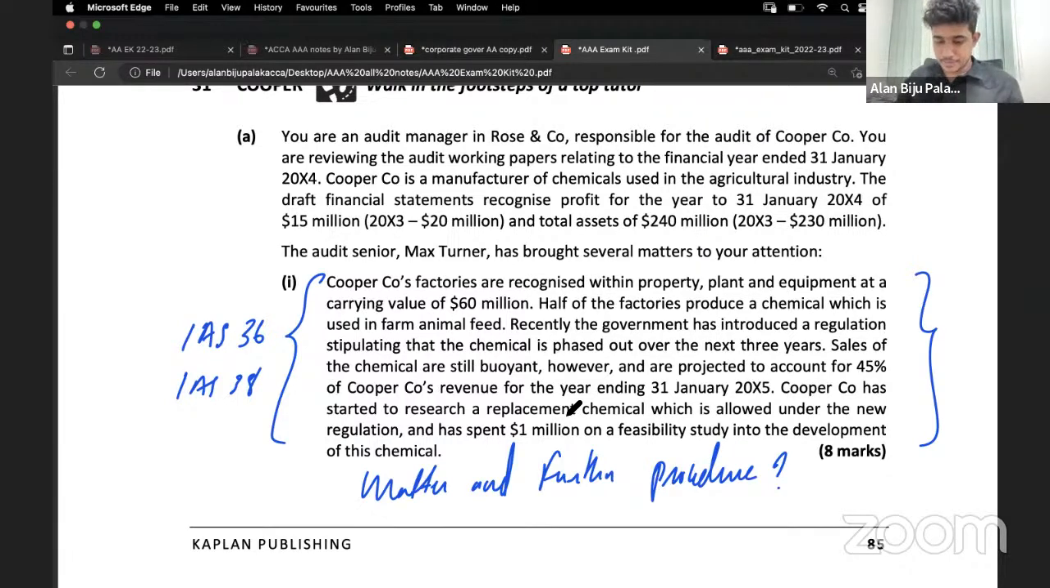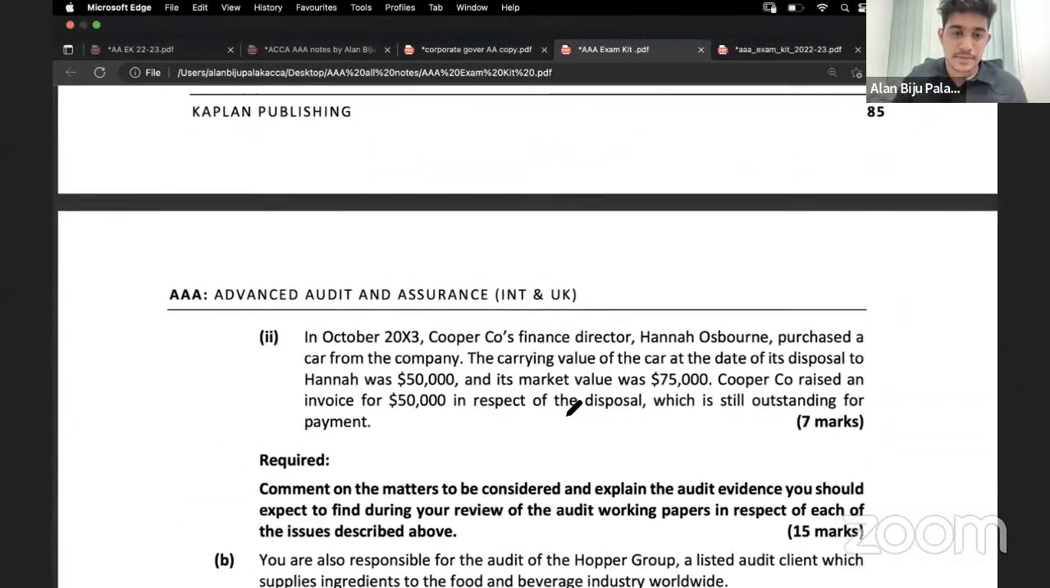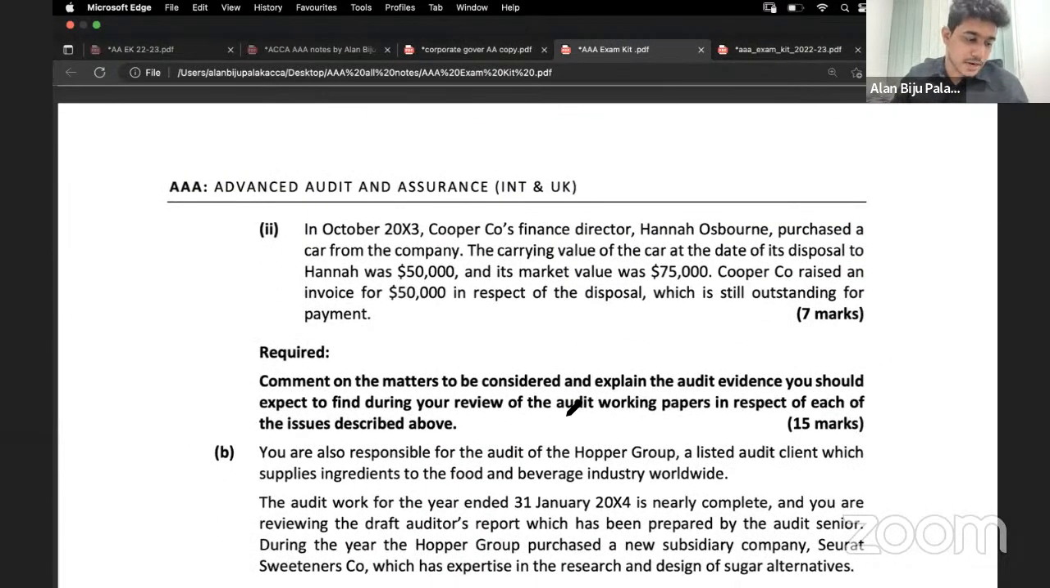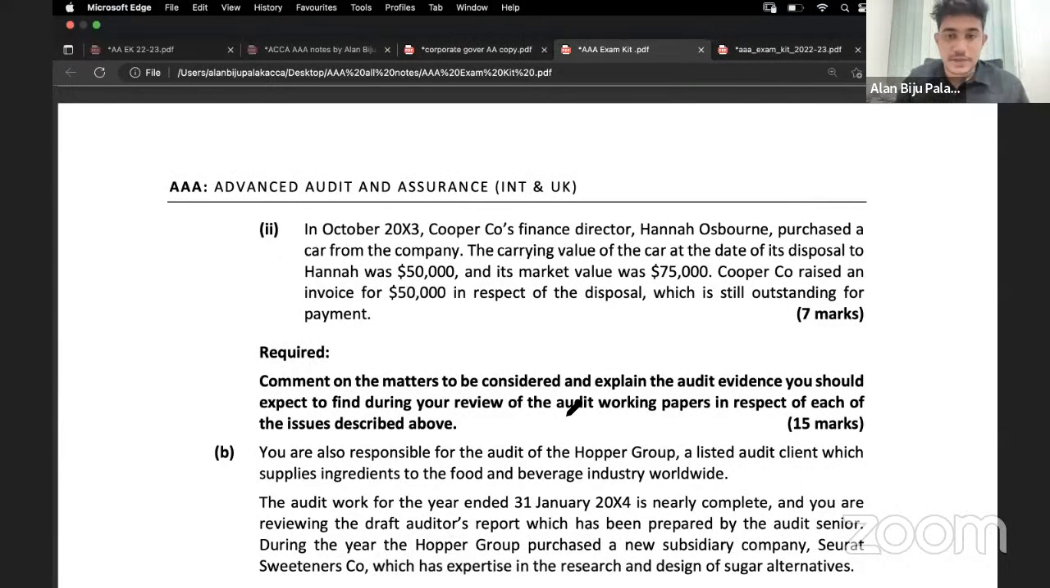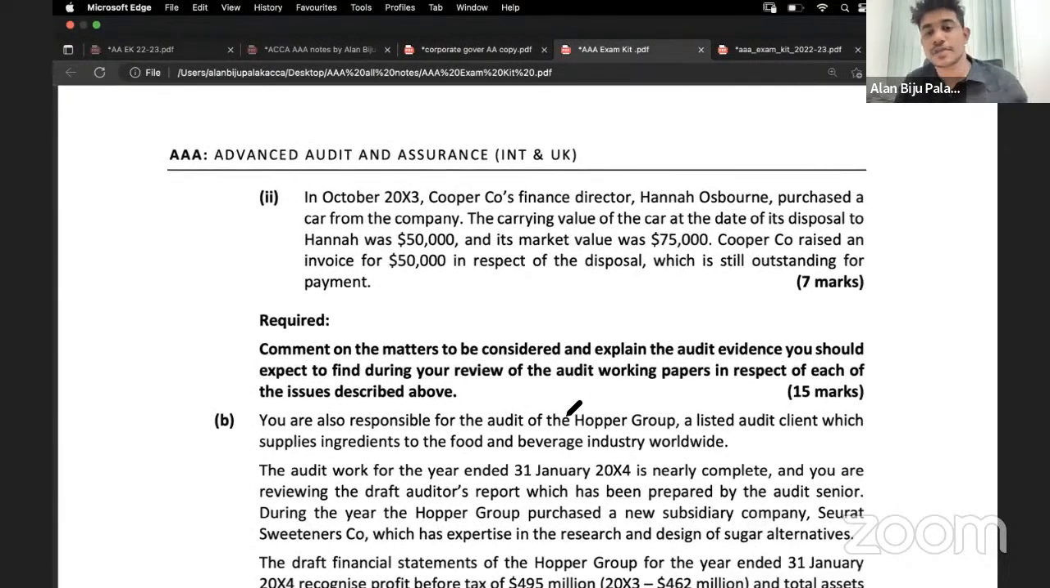Okay. However, see, in this requirement, we have got an entirely different question. So what have they asked here? Audit evidence. See, in October 2013, Cooper Company's... comment on the matters to be considered and explain the audit evidence you should expect to find during the review of audit working papers in respect of each of the issues described above. So they have asked us to comment on the matters, which we have already done.